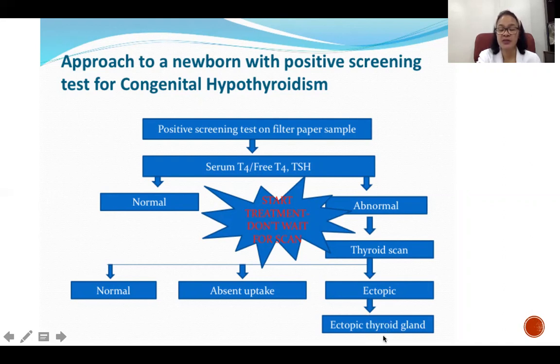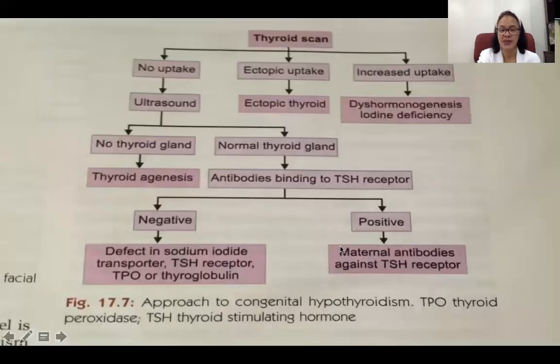So you have to consider that. And then you need to start treatment once you already have these findings, okay? So here, when you do your thyroid scan, if there's no uptake, do the ultrasound, okay?